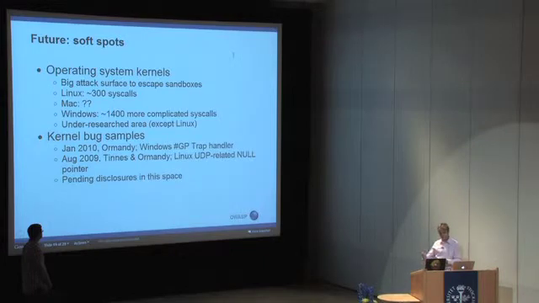Just to show you that these bugs are real, they do exist, and they're very powerful. January 2010, just recently, Ormandy found a fantastic bug in a trap handler in Windows that reliably got you from a sandboxed account to full administrator or kernel access. Very powerful. Ormandy again, with his friend Tinners, also was able to break the Linux kernel to find a bug that would let you escape a sandbox on the Linux operating system. And there's a bunch of pending disclosures in this space that aren't quite yet public.